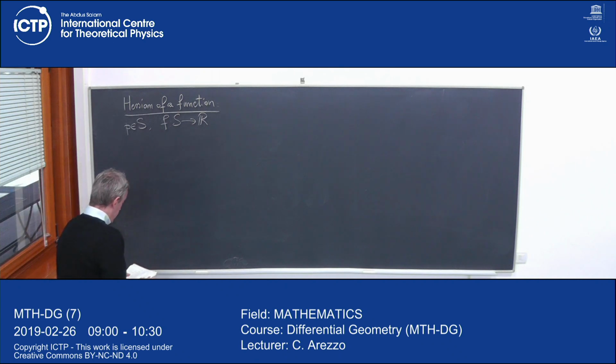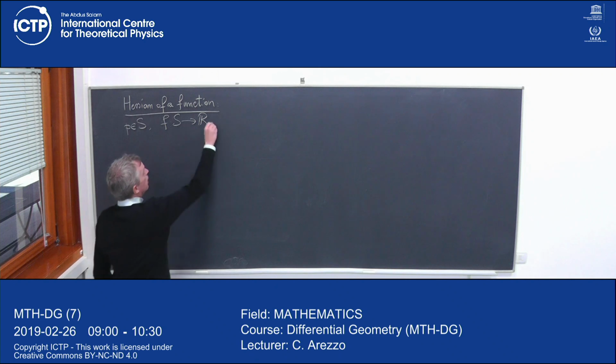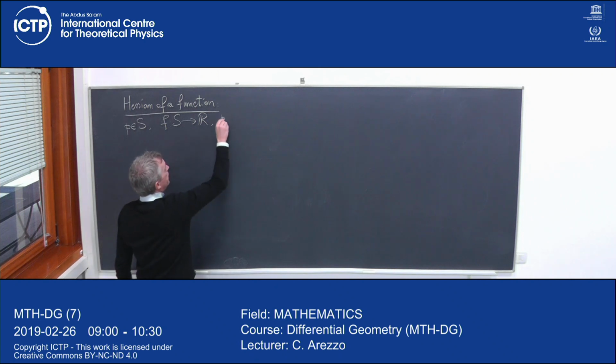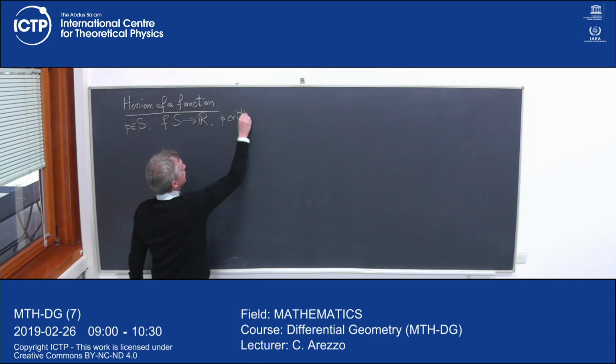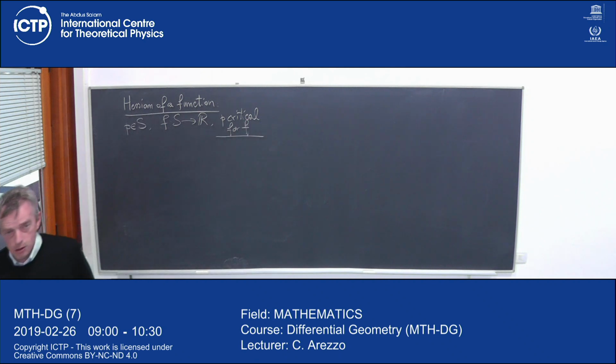We pick a point, and now we assume P is critical for f. So our definition for f will be good only under this. So I will not be able to compute deviation anywhere, okay, but only at critical points.